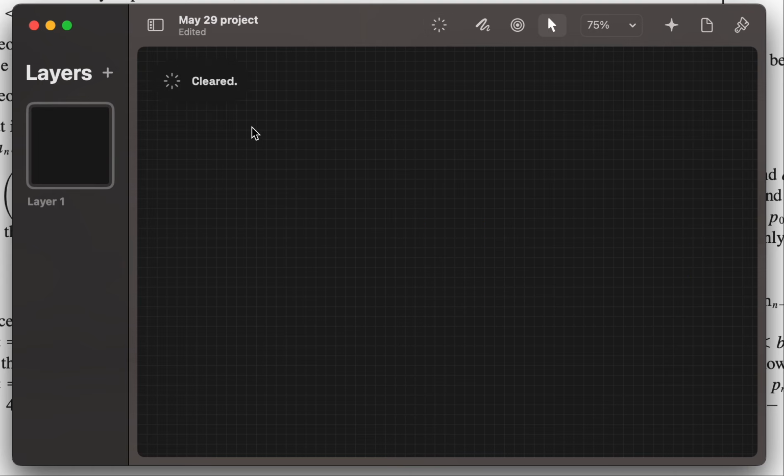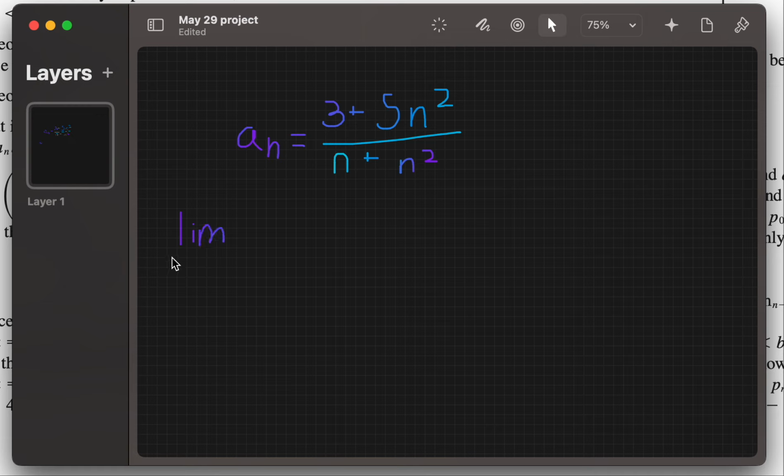Okay, now let's look at a slightly harder example. If a_n were to be 3 plus 5n squared over n plus n squared, and you were asked to find whether this sequence would be convergent or divergent, you would find the limit as n goes to infinity of 3 plus 5n squared over n plus n squared.